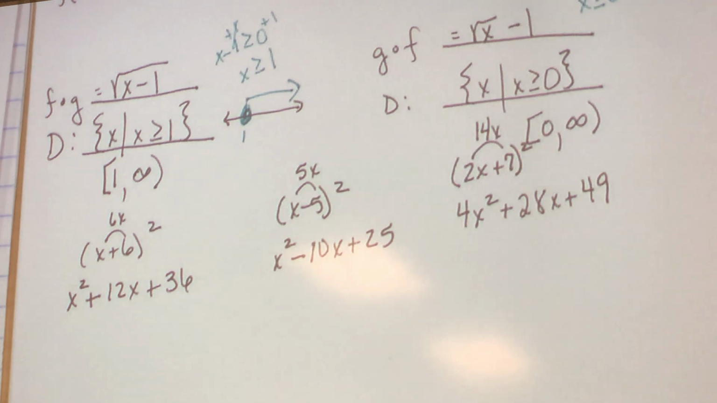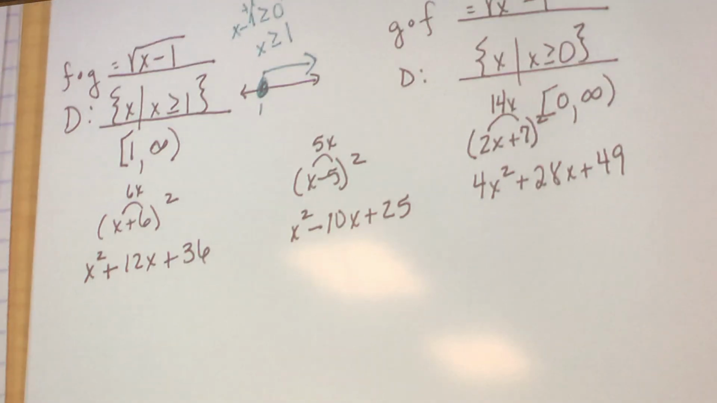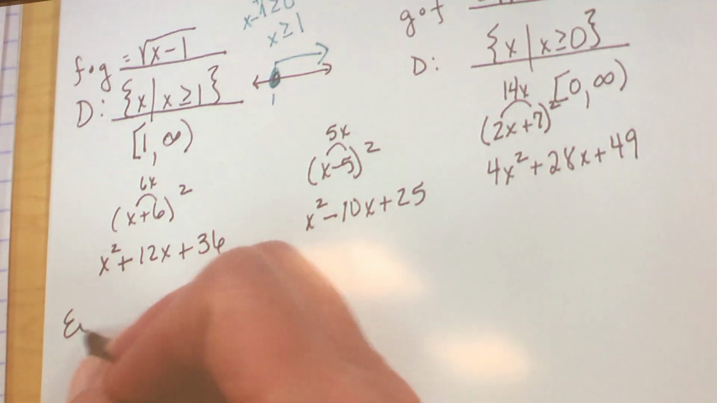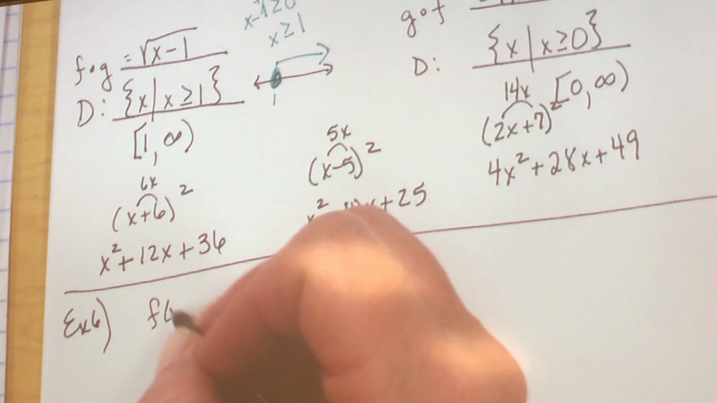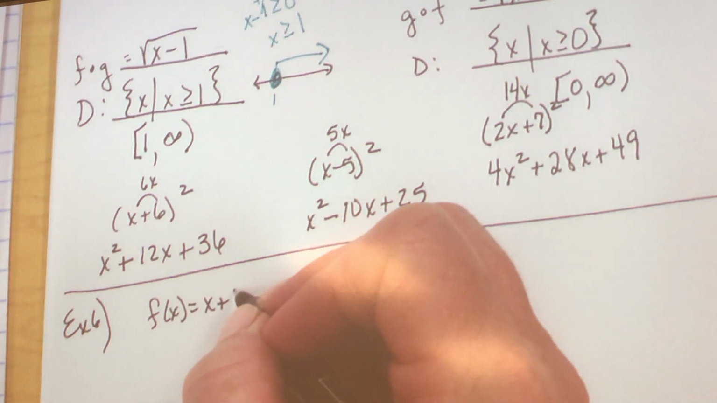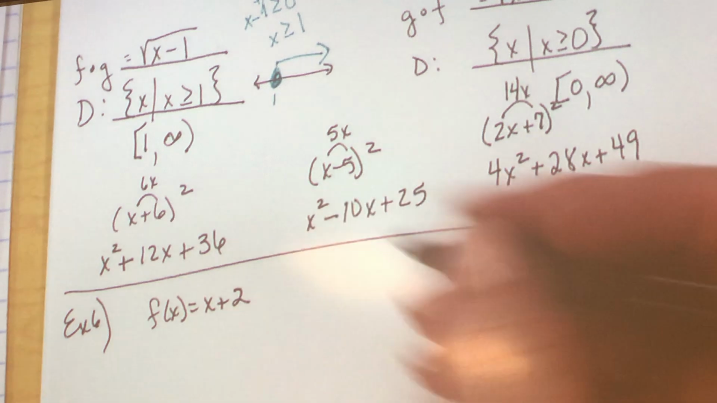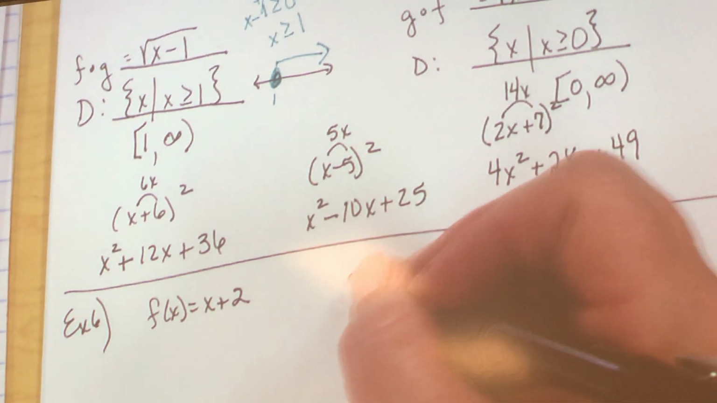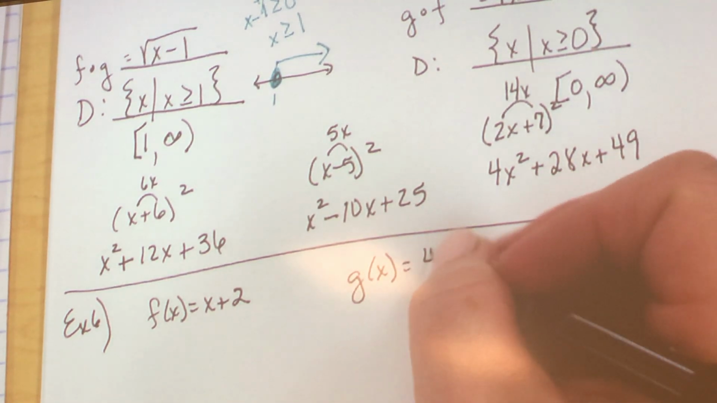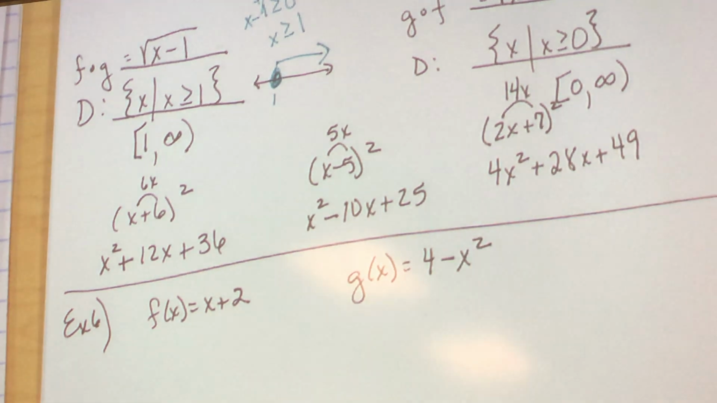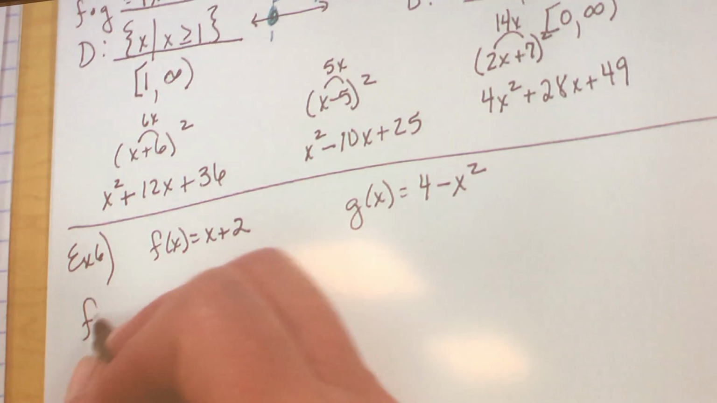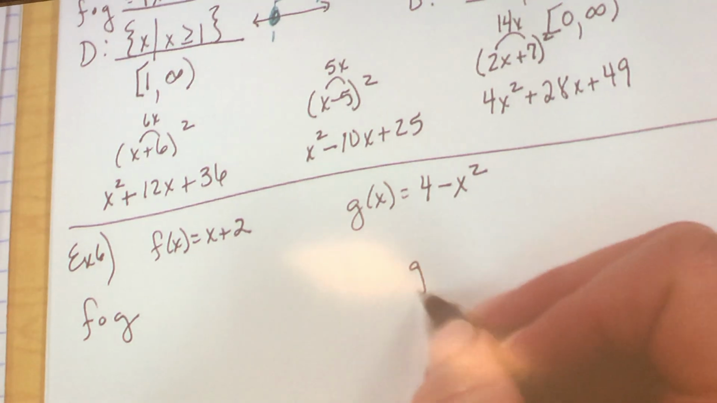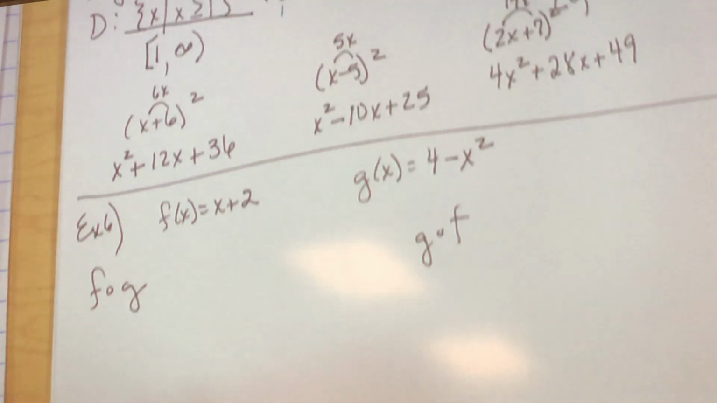Okay? All right, anybody got a question? Okay, so here we go. This is example 6. I'm going to tell you that f of x is equal to x plus 2, and then g of x is equal to 4 minus x squared. I want you to find f composite g, g composite f, and my domains.